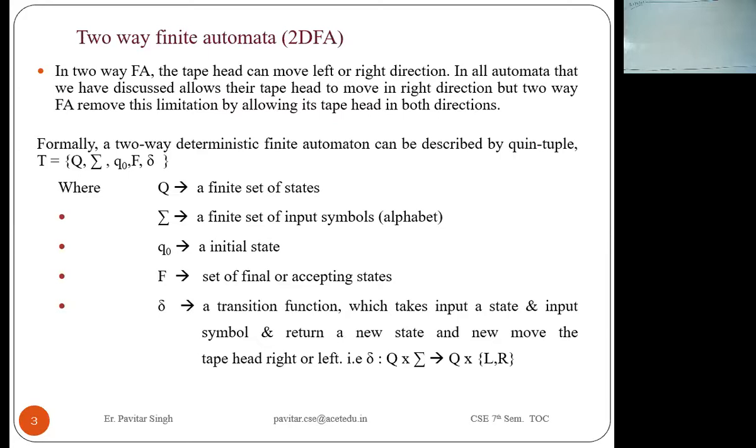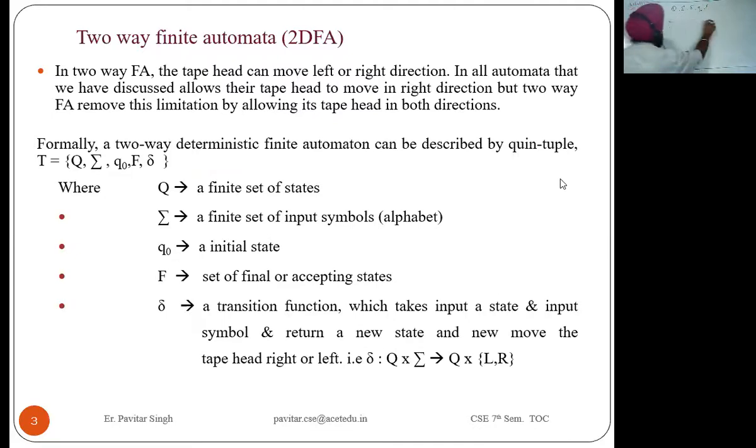In all the automata that we have studied, the tape head is allowed to move only in the right direction. But two-way finite automata remove this limitation by allowing the tape head to move in both directions. If you remember, the definition of finite automata has 5 tuples: Q, sigma, delta, Q naught and F, right?